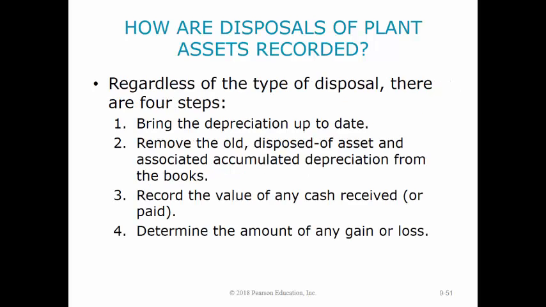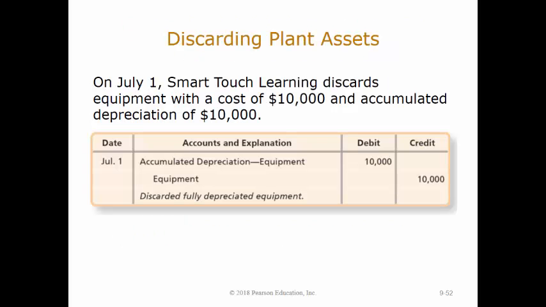Regardless of the type of disposal, there are 4 steps. First, bring the depreciation up to date. Second, remove the old disposed of asset and associated accumulated depreciation from the books. Third, record the value of any cash received or paid in the disposal of the asset. And fourth, determine the amount of any gain or loss. Gain or loss is determined by comparing the cash received and the market value of any other asset received with the book value of the asset disposed of.